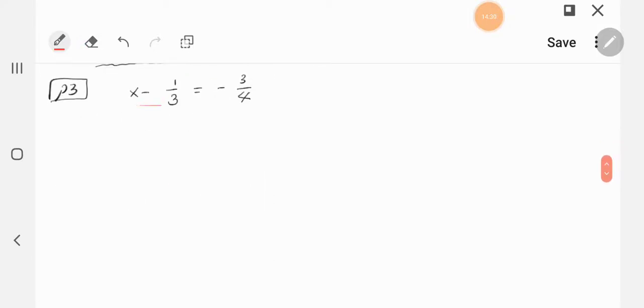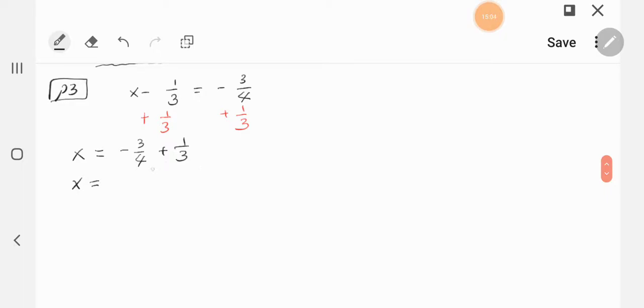Okay, the left-hand side, there are two terms, x minus 1/3. So we will add 1/3 to each side. Plus 1/3 each side. Do you know how to add fractions? You must know how to add fractions. So the left-hand side is what? Negative 1/3 and plus 1/3 cancel out to 0. So x is equal to negative 3/4 plus 1/3, right? Okay, this is a fraction.